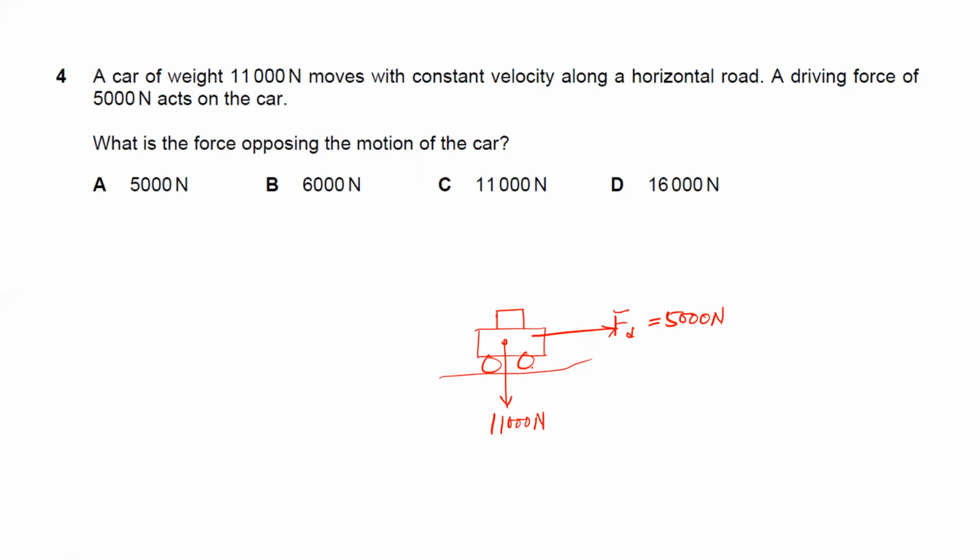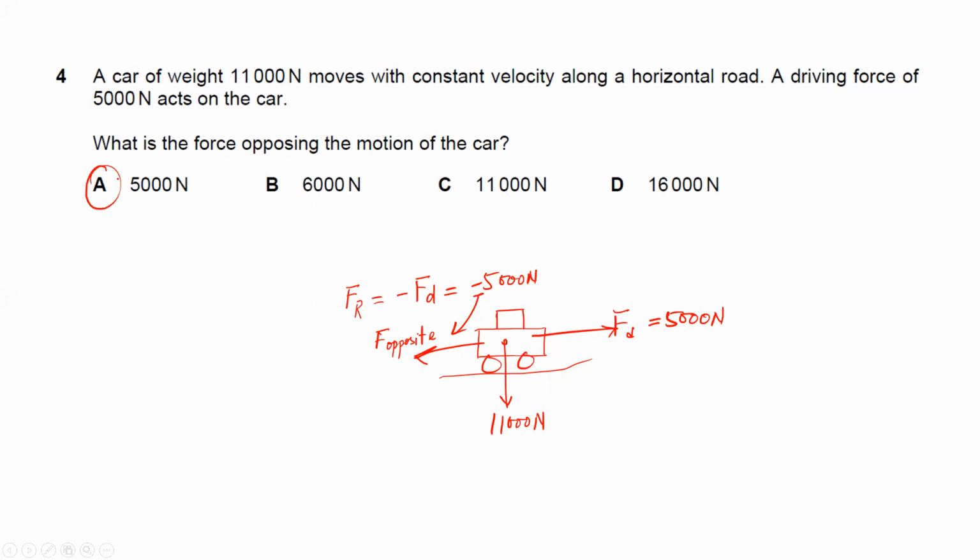So what is the opposing force on the car? Remember, the opposing force, the reaction force acting, is equal to minus the driving force, and that is equal to minus 5,000 Newton. The minus sign is basically showing the opposite direction in which it is acting. This is the F opposing, or the reaction force that occurs because of this driving force. So answer A will be the right answer.